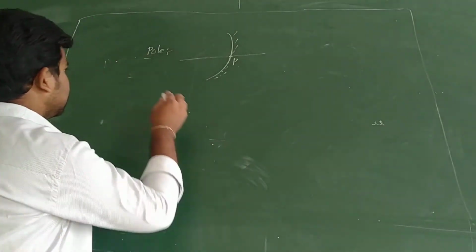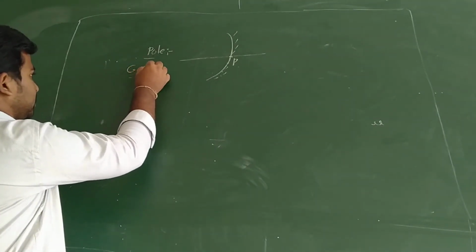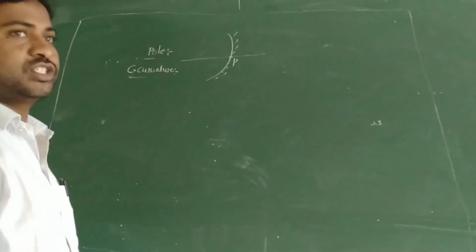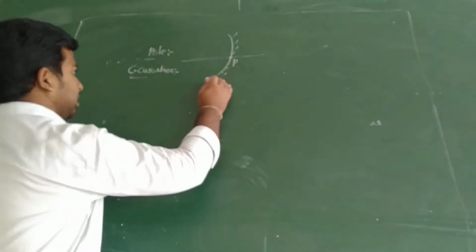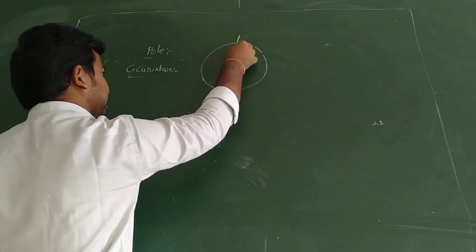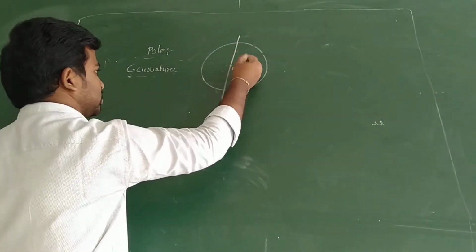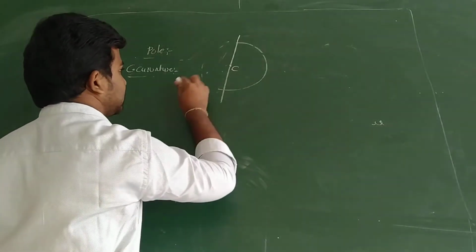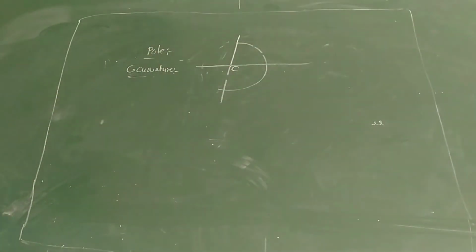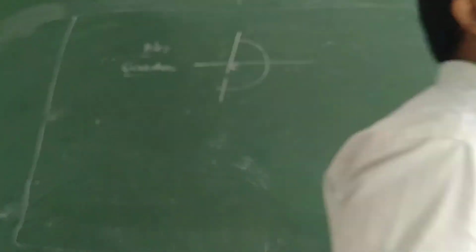Next one is the center of curvature. It is the center of the hollow sphere from which a mirror is cut. So for example, I am taking a hollow sphere, and I am taking a center like this. If you cut this one, then it becomes the spherical mirror. It is actually the center of the hollow sphere from which a mirror is cut.